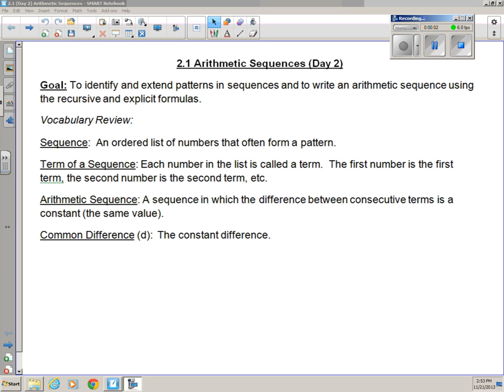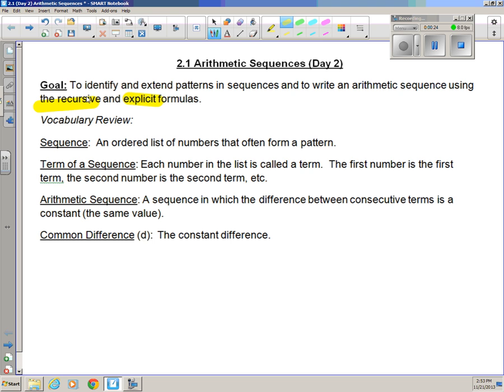Okay, so for today's lesson, we're going to talk about arithmetic sequences, picking up from where we left off the other day, and we're going to learn how to write these arithmetic sequences using what's called the explicit and the recursive formulas. Fancy vocab words, but don't worry about it, not so much of a big deal.